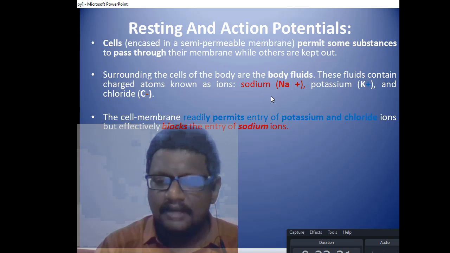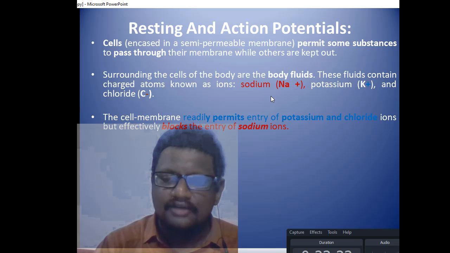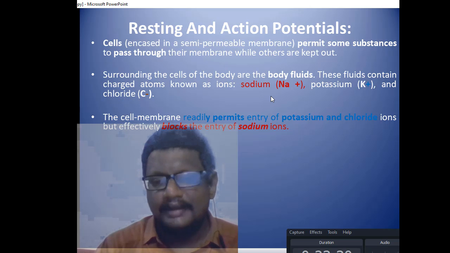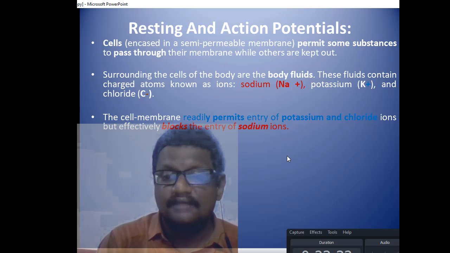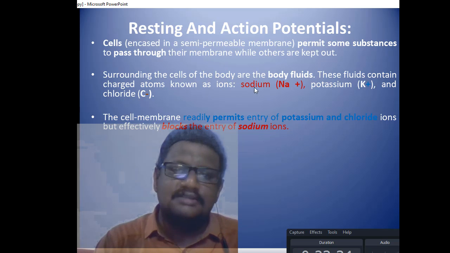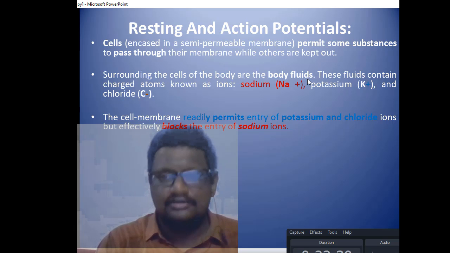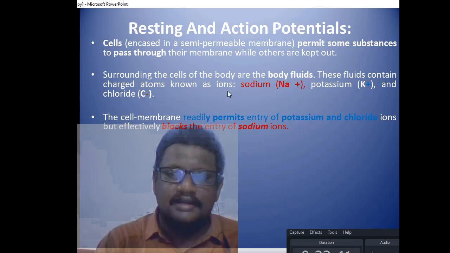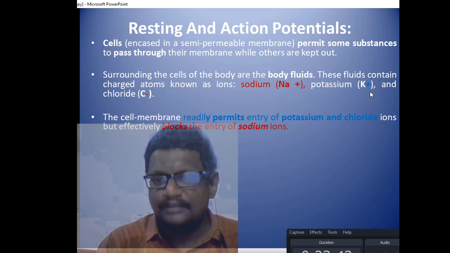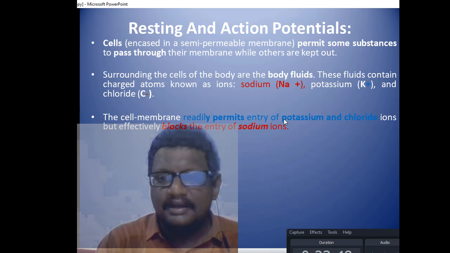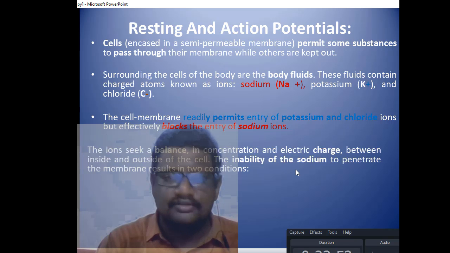So what happens automatically, as more and more sodium ions accumulate outside the cell, the outside of the cell becomes more positive. So automatically the inside of the cell becomes more negative. That is what is called the resting state of the cell. Surrounding the cell body, there are body fluids. These body fluids are called electrolytes. These fluids contain the charged atoms like sodium Na+, potassium K+, and chloride Cl-. The cell membrane readily permits the entry of potassium and chloride ions, whereas it effectively blocks the sodium ions.